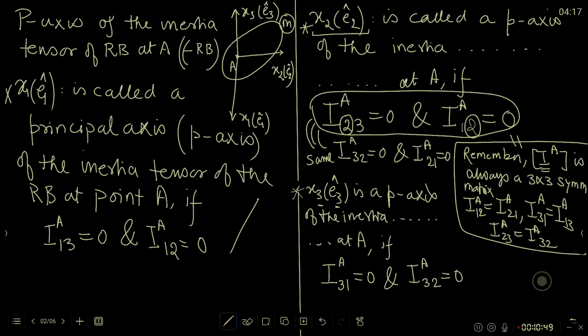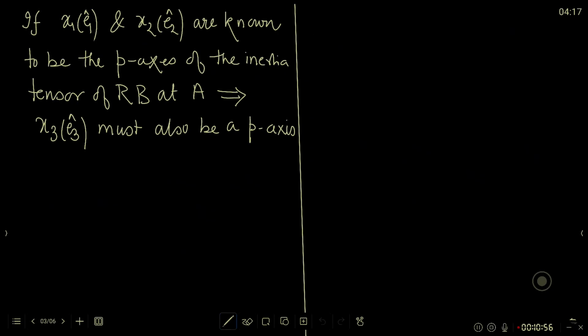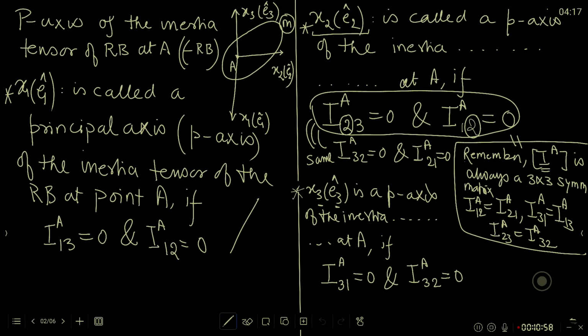Okay, this is how we define principal axis. Now realize the fact that x1 e1, x2 e2 and x3 e3 are all mutually perpendicular axes, right? Because they are axes of a Cartesian coordinate system. So these three are always perpendicular to each other. Right?